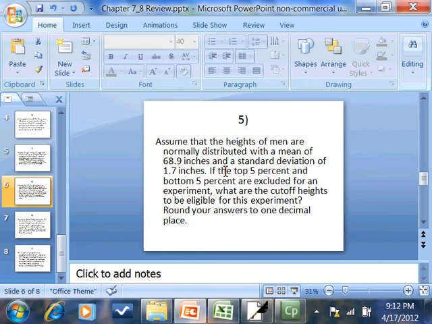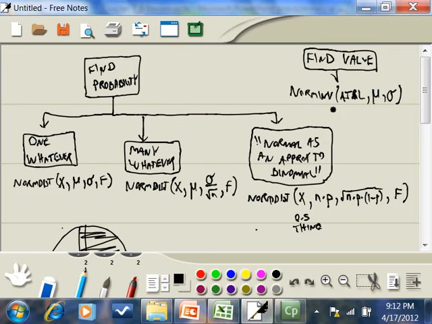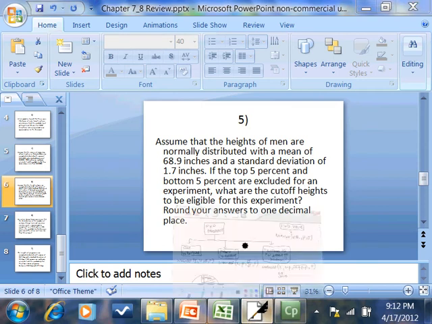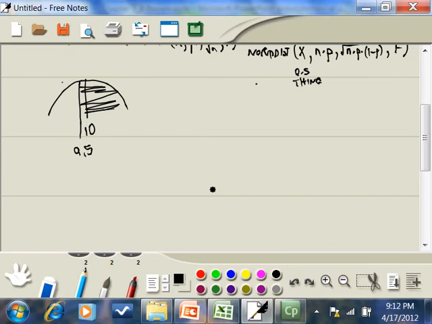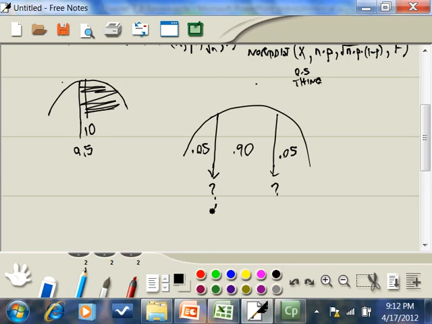Okay. Problem 5. Assume the heights of men are normally distributed with the mean of this, standard deviation of this. The top 5% and bottom 5% are excluded for the experiment. What are the cutoff heights to be eligible for this experiment? Round your answer to 1 decimal place. What are the cutoff heights? Find the value. We're going to use NORM.INV. If I'm saying 5%, in the bottom 5%, what they're telling us is there's 5% here, and there's 5% here. Well, that's 10%, so that means 90% would be here. We're going to have one value here, and we're going to have one value here.